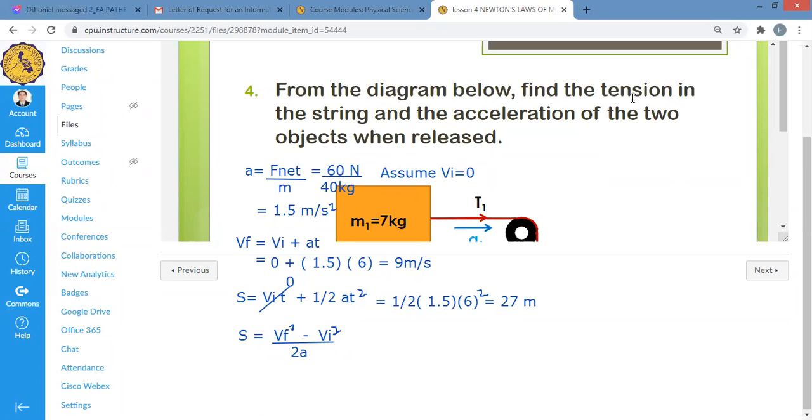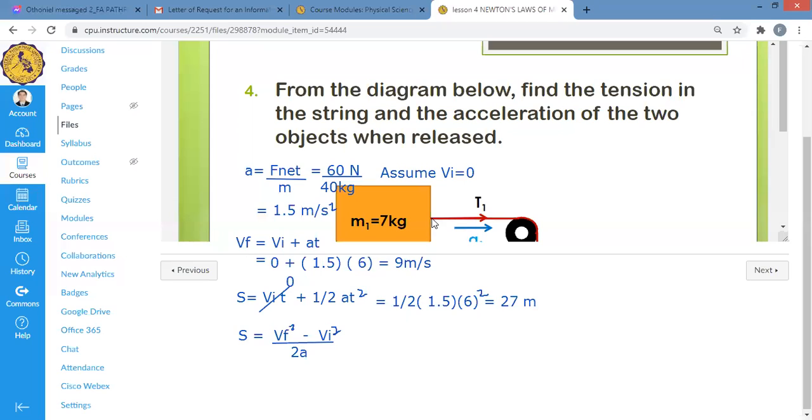So from the diagram below, find the tension in the string. Tension is a kind of force that is pulling the object. That's another word for pulling the object. If you push or press the body, that's compression. But if you stretch, that's what we call tension or tensile force.